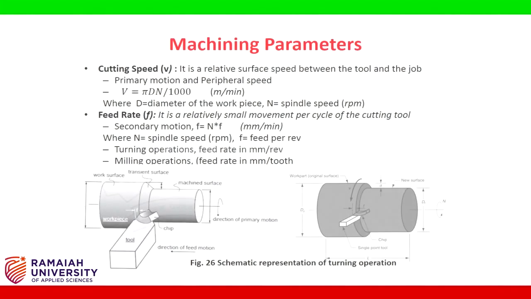Machining parameters. Selection of machining parameters during turning. Cutting speed V. It is a relative surface speed between the tool and the job. It is a primary motion and peripheral speed. The formula is as shown. Feed rate F. It is relatively small movement per cycle of the cutting tool. It is a secondary motion. Formula is as shown. Turning operations, feed rate in mm per revolution, and milling operations, feed rate in mm per tooth.